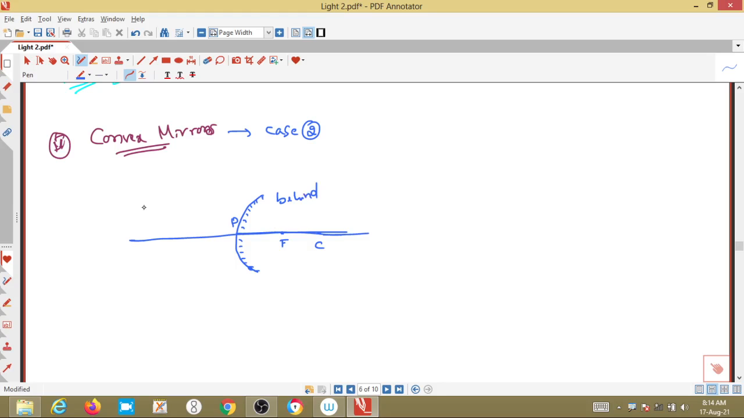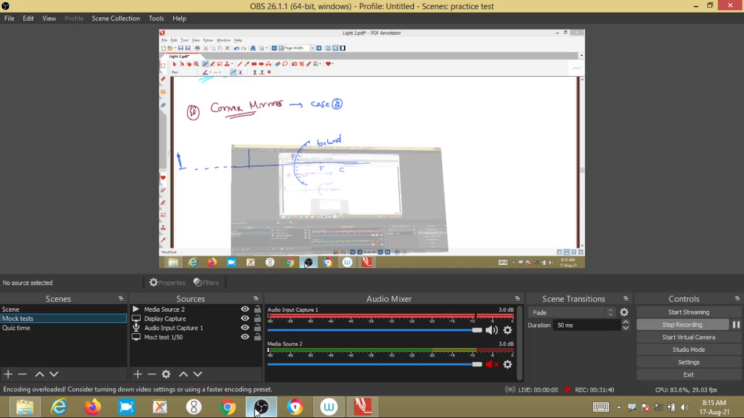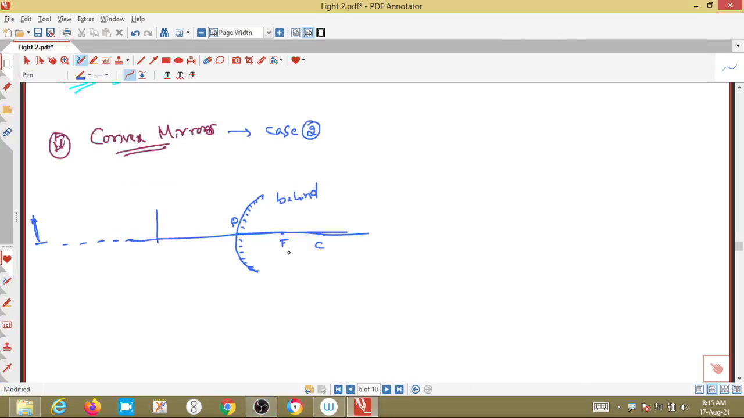In this case, either I can place an object at an infinite distance, or I can place an object nearer to the mirror. Only these two cases are possible, because I cannot place an object at C or in between, since the positions of F and C are behind the mirror. We cannot place an object behind the mirror. Only in front of the mirror can I place it at infinity, or nearer to the mirror. That's why we get only two cases in a convex mirror.